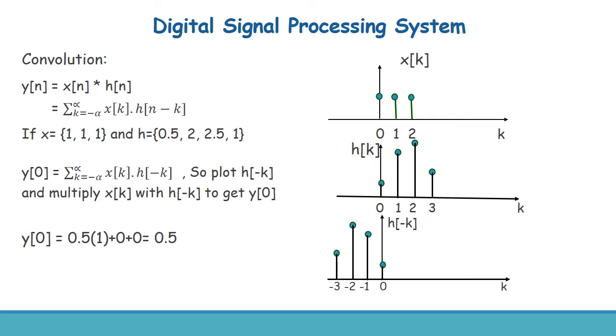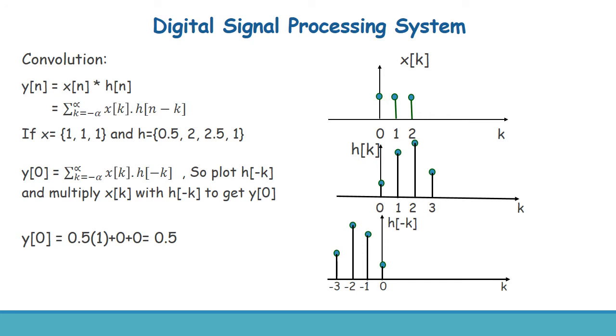So x of k is 1, 1, 1. h of minus k, of course, starts at origin, so that is 0.5. At minus 1 it is 2, at minus 2 it is 2.5, and at minus 3 it is 1. So I have plotted h of k and just folded it. What I get as the mirror image is h of minus k. Now how do I find out y of n? I have to substitute different values for n and calculate the individual samples of y of n.